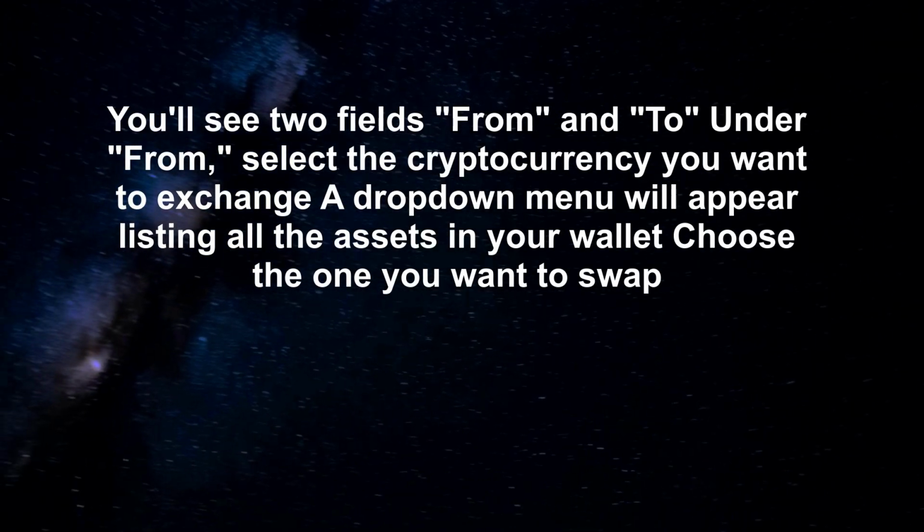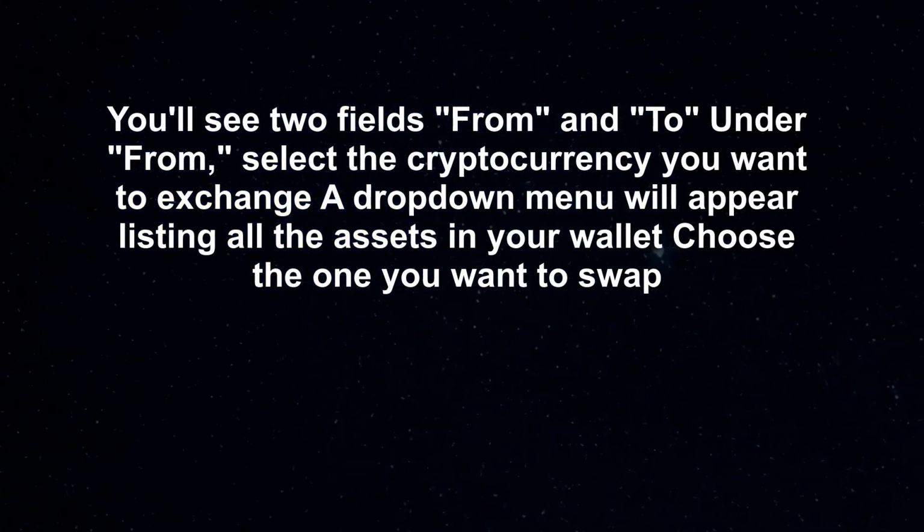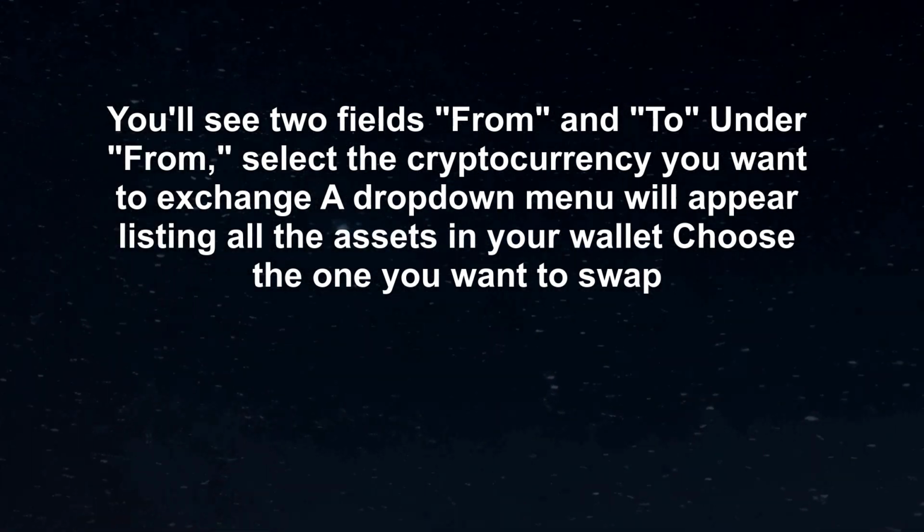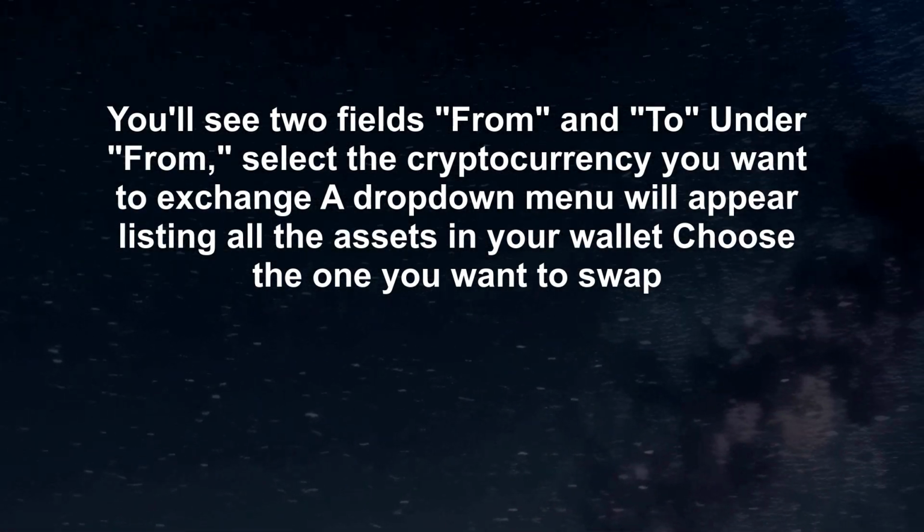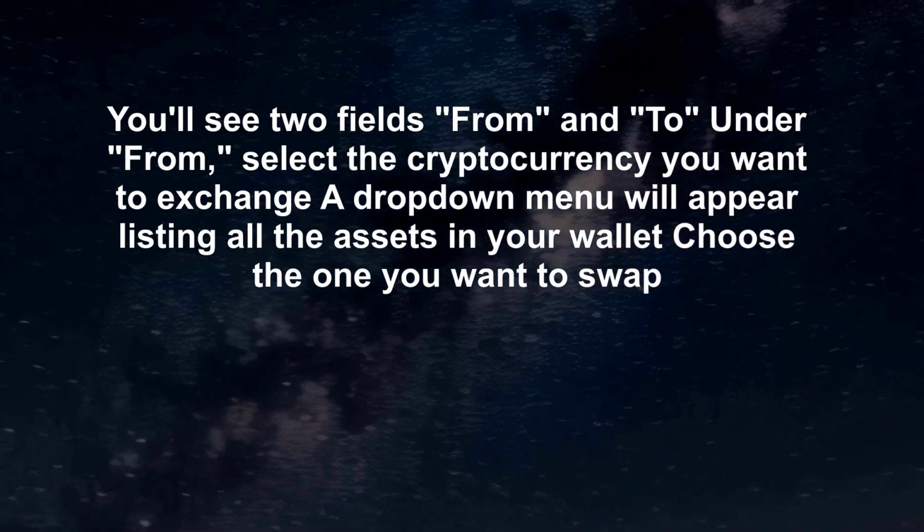You'll see two fields, From and To. Under From, select the cryptocurrency you want to exchange. A drop-down menu will appear listing all the assets in your wallet. Choose the one you want to swap.